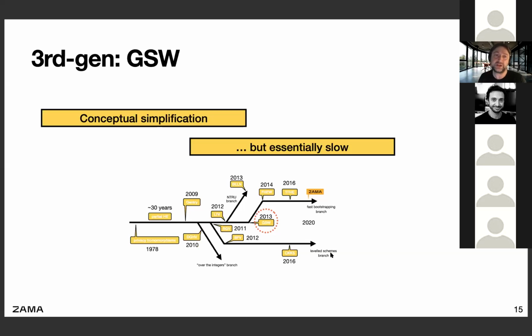Then the third generation happened, GSW in 2013. It was essentially, I would say, a conceptual simplification, another way to design a scheme that supports both multiplication and addition using matrices and eigenvalues and eigenvectors. But essentially, it's very slow, and so it was never going to give something efficient, something that we need to change the internet with.